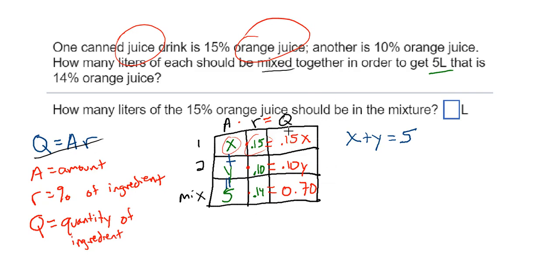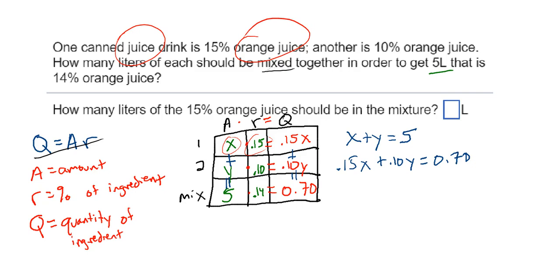The other equation that will always be your second equation is the quantity, and it works the same way. This is the quantity of orange juice in the first juice drink, this is the quantity of orange juice in the second juice drink, and this is the quantity of orange juice in the mixture of the two. If I add the two individual drinks together, it should add up to the amount of orange juice in the two mixed together. So we'll get 0.15x plus 0.10y equals 0.70. And there's my second equation.